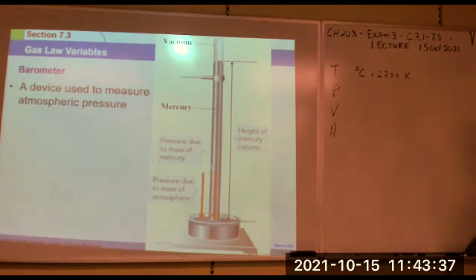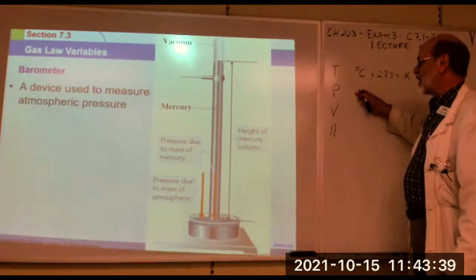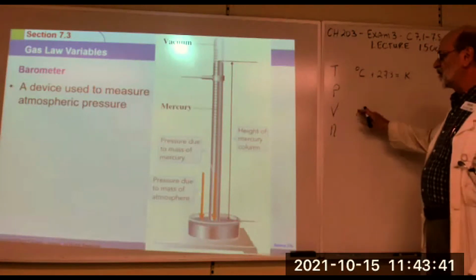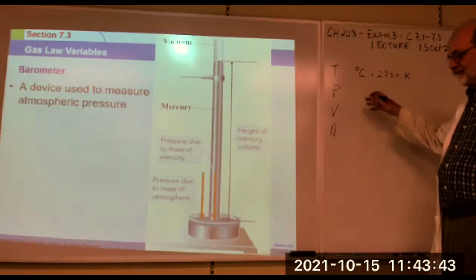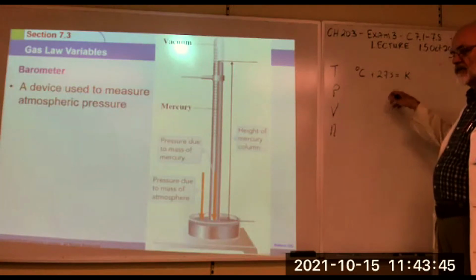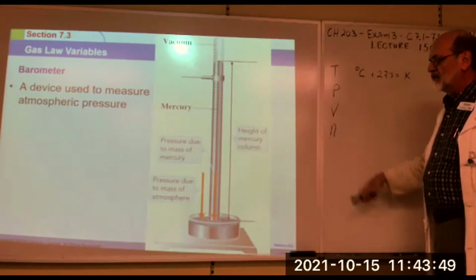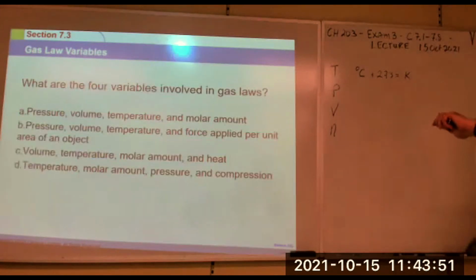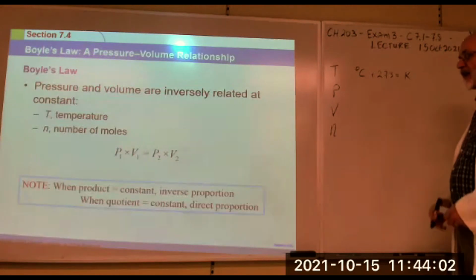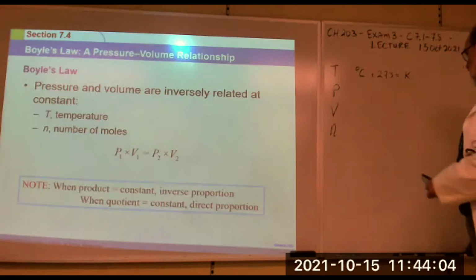Okay, so we got a way to measure pressure now. Volume is fairly simple to measure. The standard unit there is liters. And this one comes later. We'll talk about that one later, I hope, if I don't take too long. So these are the 4 variables that will describe completely a gas condition. Now let's get to the laws.